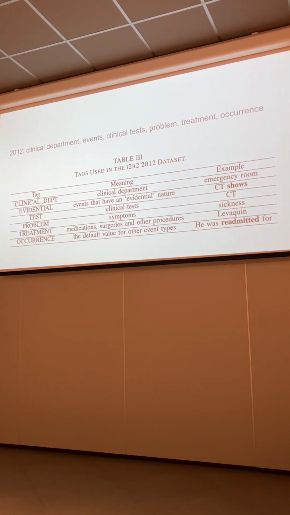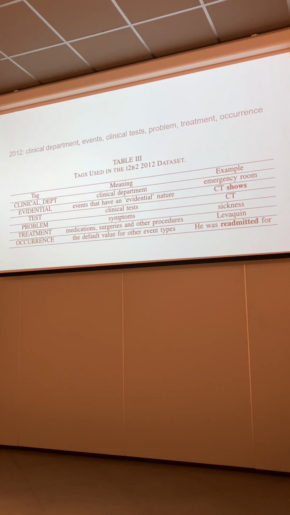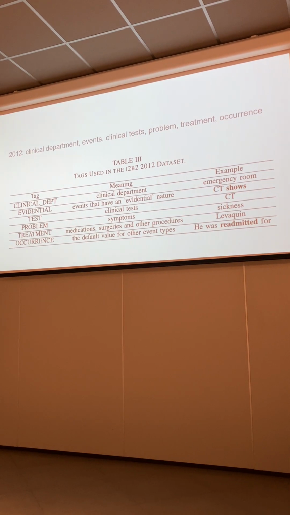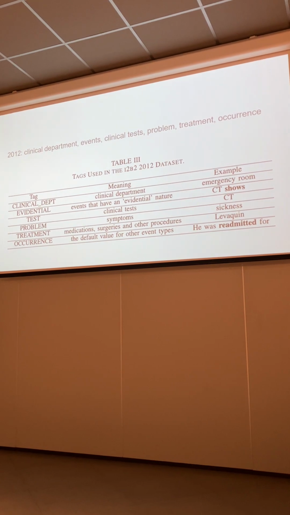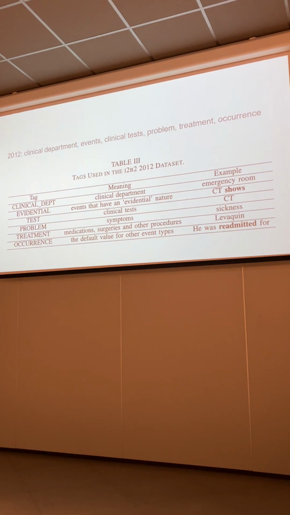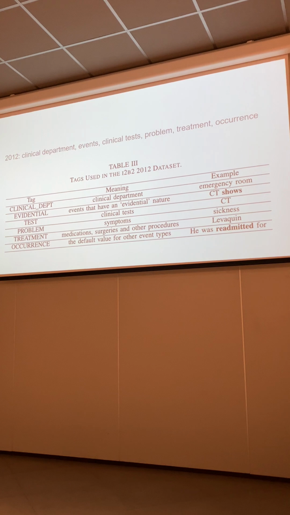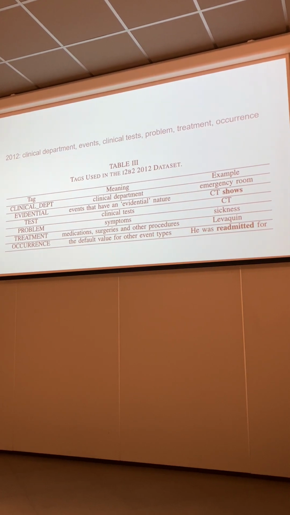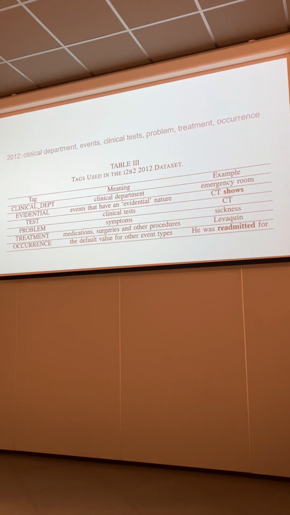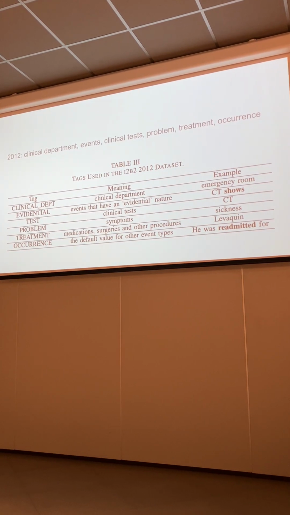And in the 2012 data, there are more categories, for example, clinical departments, including emergency room, and then events that have an evidential nature, for example, CT shows or whatever shows. And the symptom can be sickness or can be very specific. Occurrence can be he was readmitted for something, or he was first admitted or something.